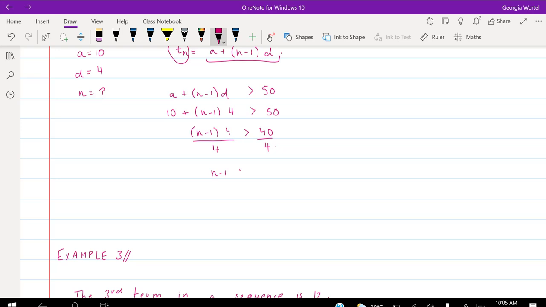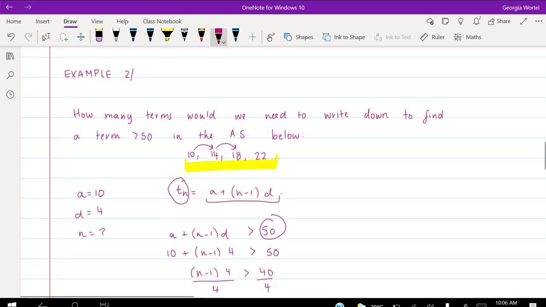Left with n minus 1 is greater than 10. Add the 1 to the other side. Well, there we go. In order for our term value to be greater than 50, my n value has to be greater than 11. And we don't do half terms. We only have whole terms. So the next number term would be the 12th term. So 11 wouldn't get you to anything greater than 50. It has to be greater than 11. So our next one would be 12.